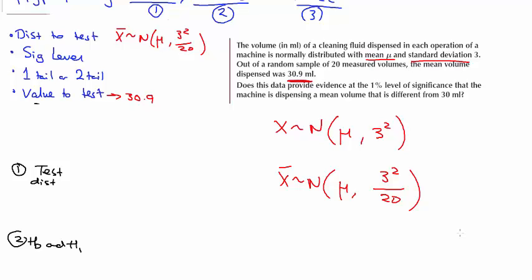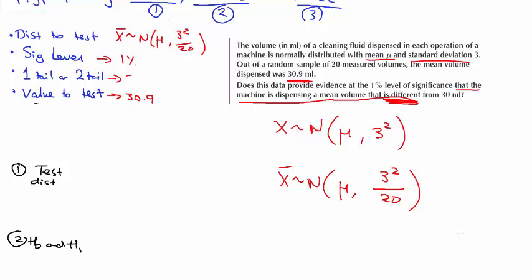30.9, okay? Don't confuse that, because some people confuse that for, oh, we're looking for mu equals 30.9. No, we're not. That's what we're testing, okay? Now it goes, does the data provide, at 1% significance level, so our significance level is 1%, that the machine dispensing the mean is different, not greater than or less than, different.